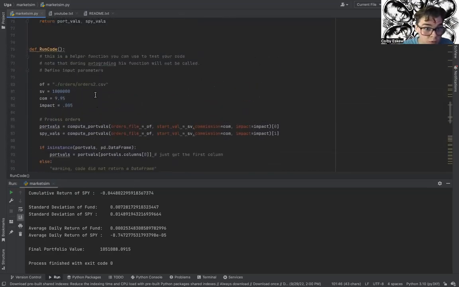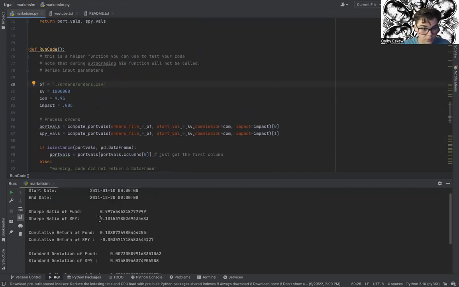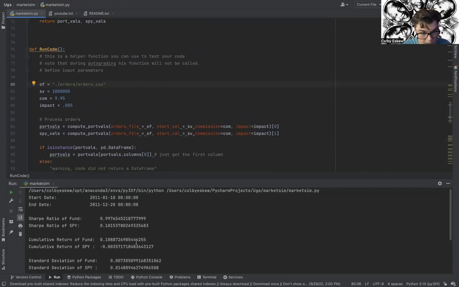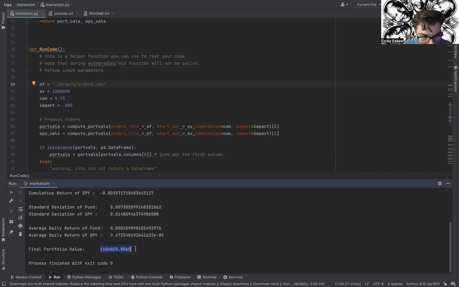Right now, I believe I'm running orders 2, so I'm going to switch that to just regular orders. Run it. Quick look at the values. 0.997, 0.1088, 0.00730, and 0.000459. So 0.997, 0.1088, 0.00730, 0.000459. Final value is $1,106,025 and 80.65 cents, which you can see right here, just without commas.